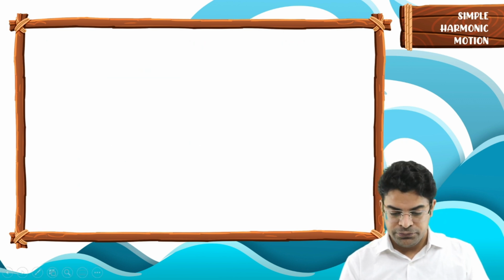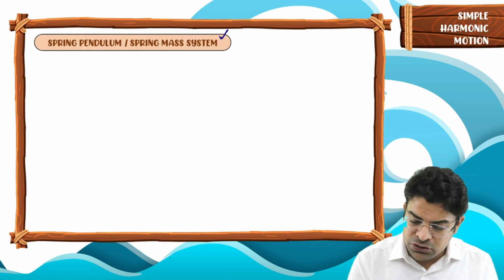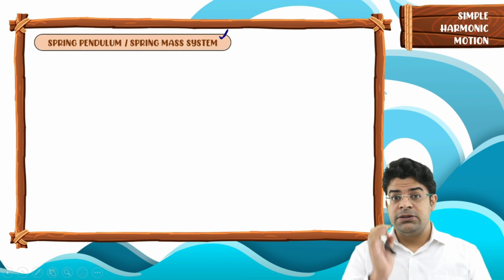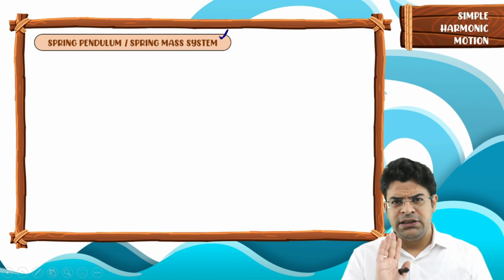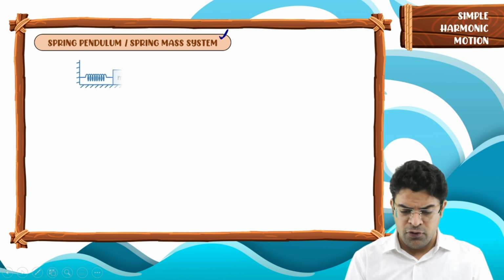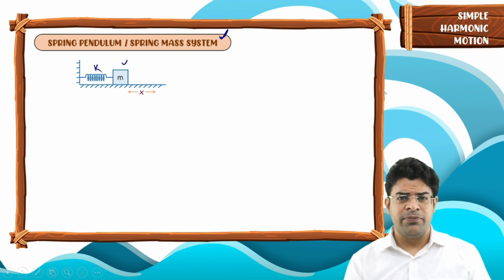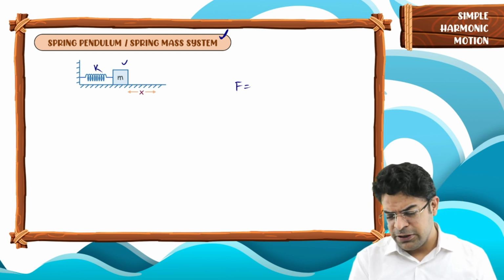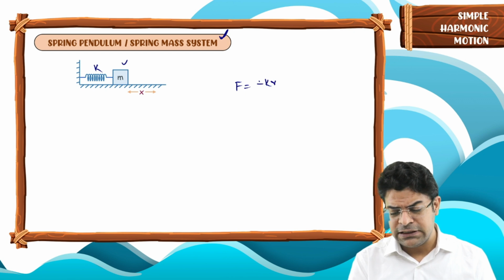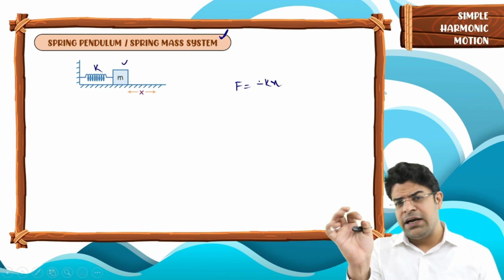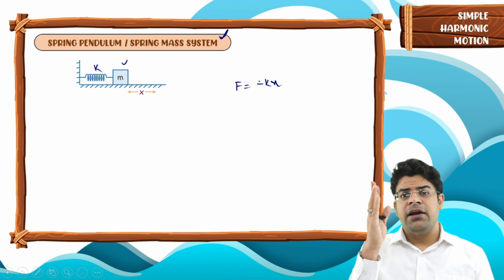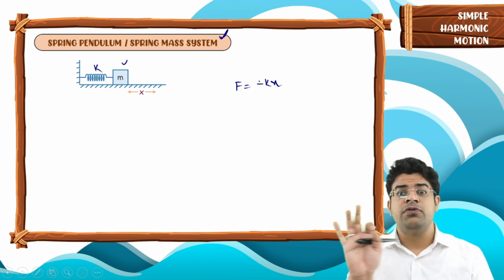Let's move on. Now let's talk about spring pendulum or the spring mass system. These are easy to cover, state focused. So if you have a block of mass m connected with a spring of spring constant k, you know that when you move the spring by distance x, the force acting will be minus kx. If the displacement is towards right, the spring force will be towards left, and if the displacement is towards left, the spring force will be towards right.